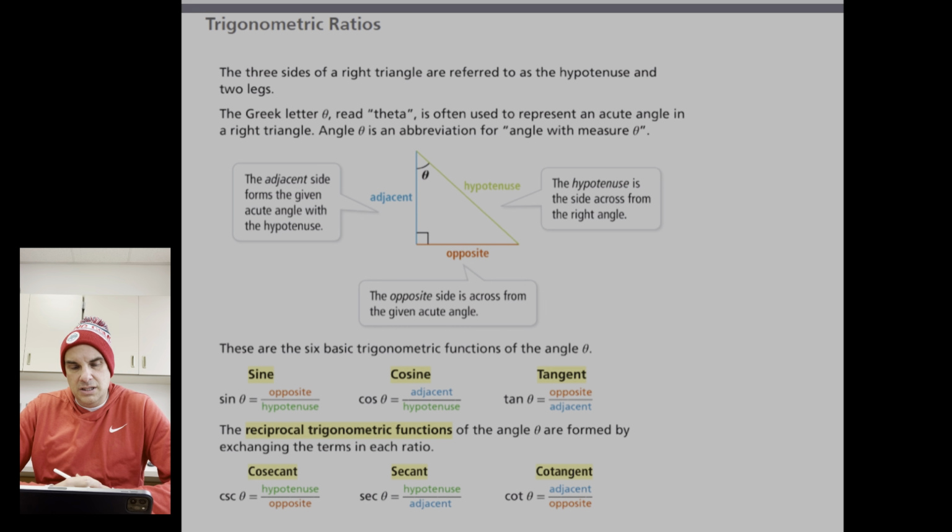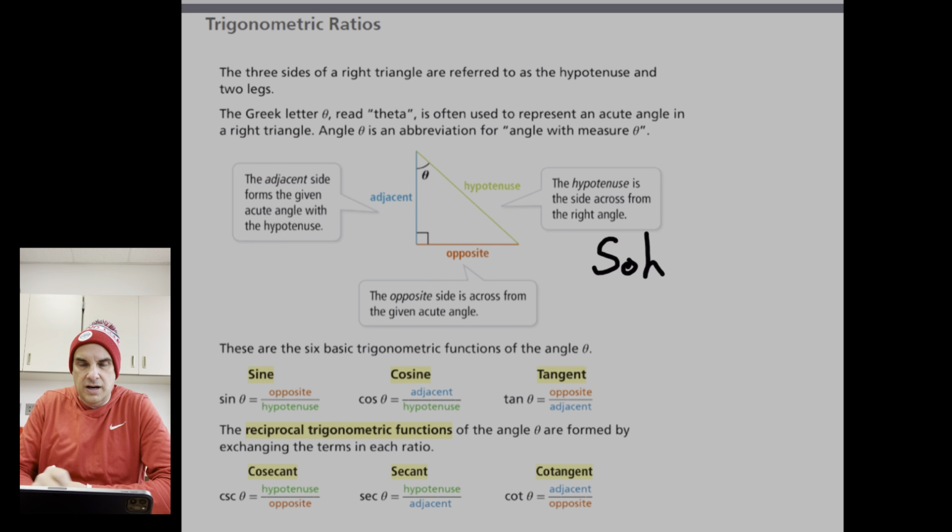Sine is the length of the opposite side over the hypotenuse. So sine is opposite over hypotenuse.